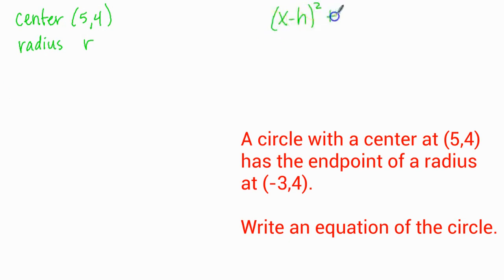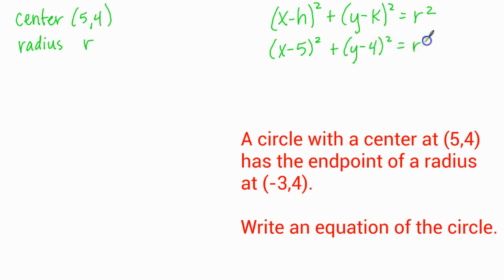So we start out with (x - h) squared plus (y - k) squared equals r squared. And now just plug in your values for your center. Remember that's the opposite of whatever is at your center point for h. So it's (x - 5) squared plus (y - 4) squared. And we just need to figure out what that r squared is. And so now we're going to go back and use our distance formula again.